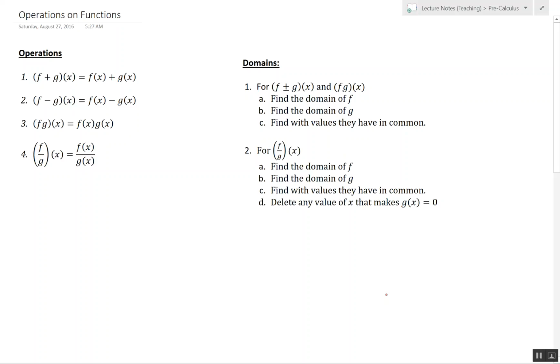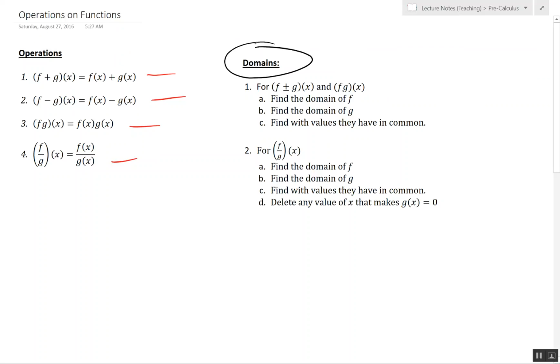Hi everyone. We're going to continue our discussion on functions, and the next thing we're going to talk about are operations on functions. Just like numbers, functions can be added, subtracted, multiplied, and divided. And there's one additional operation that functions can have, but we're going to talk about that in another video. So, we're going to do some examples of these operations with functions, but one of the things we also have to consider with functions that we don't have to consider with real numbers are their domains.